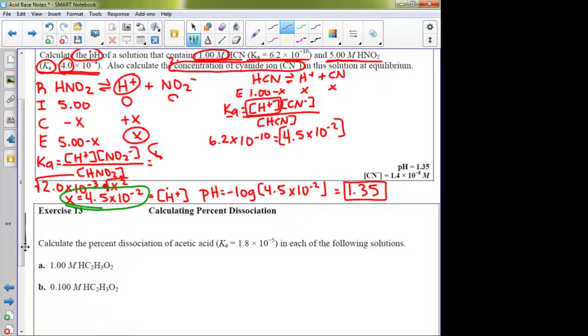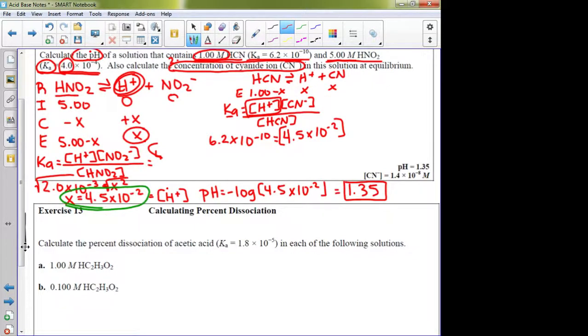I was wondering how the Ka for HNO2 is bigger than HCN. Because HNO2 is a stronger acid than HCN is. So it just means that my HNO2 is going to dissociate into more hydrogens. I'm going to get more hydrogens from it.